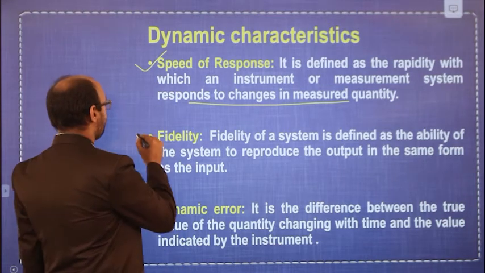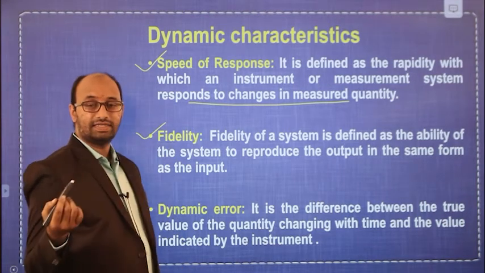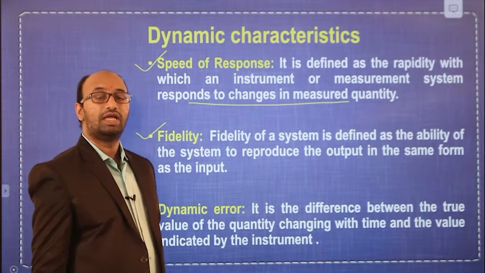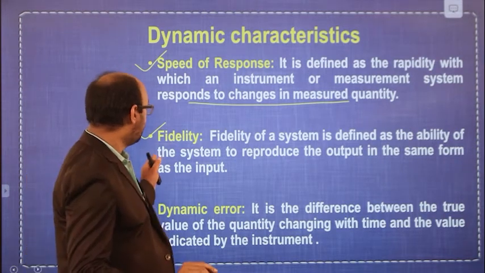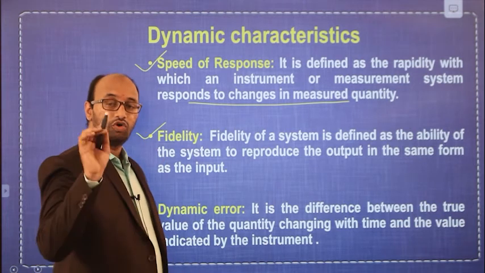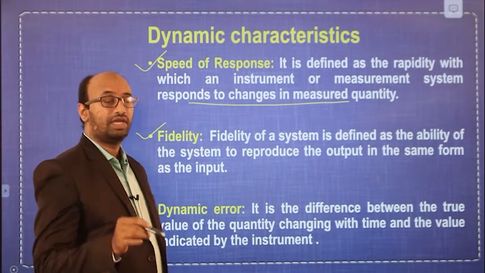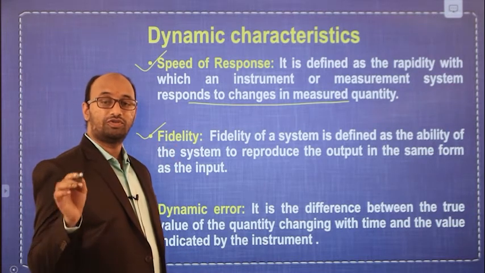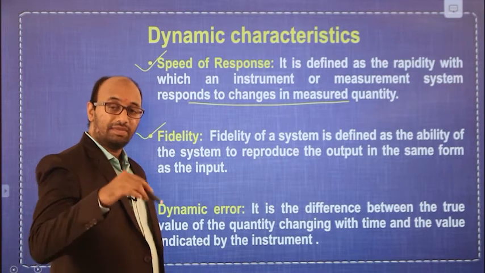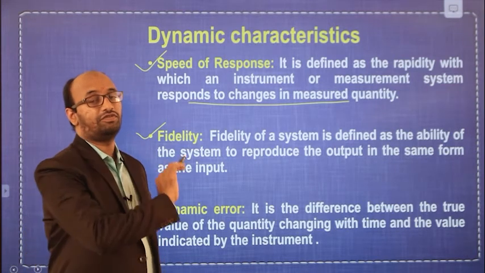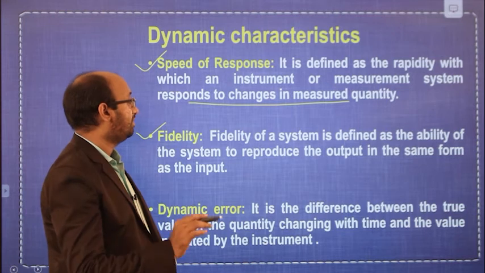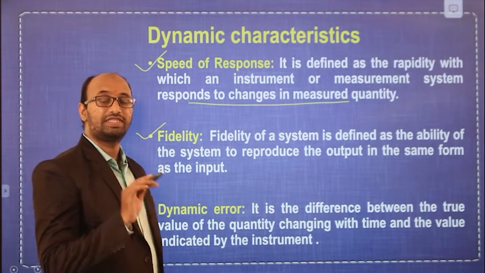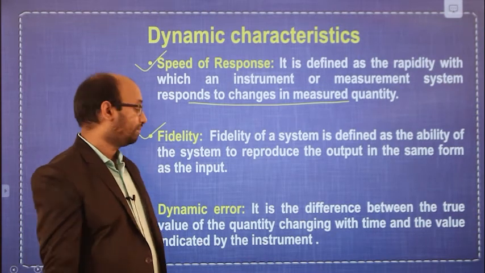Next one is fidelity. Fidelity is defined as the ability of the instrument to produce output in the same form as input. Suppose the input to the instrument is a step signal, the output should also be in the same form. If the input is a sinusoidal signal, the instrument should produce output in the same sinusoidal form or a shifted version of the sine. So output should be same as input. If the instrument output is same as the input, we say that the instrument possesses fidelity.